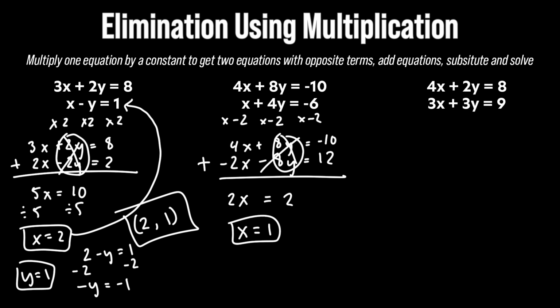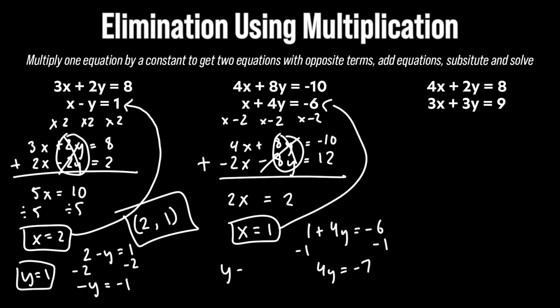Let's plug x back into the first equation, and we're going to get 1 plus 4y is equal to negative 6. Subtract 1 from both sides, get 4y is equal to negative 7. So y is going to be equal to negative 7 over 4. So our point is going to be (1, negative 7 over 4).